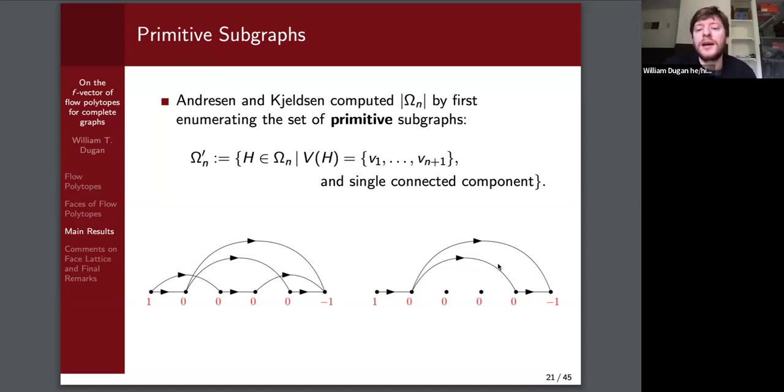Whereas on the right, they're not. There are multiple connected components. So I'll say the graph at the left uses all the vertices, the one at the right does not use all the vertices because we're skipping these two.